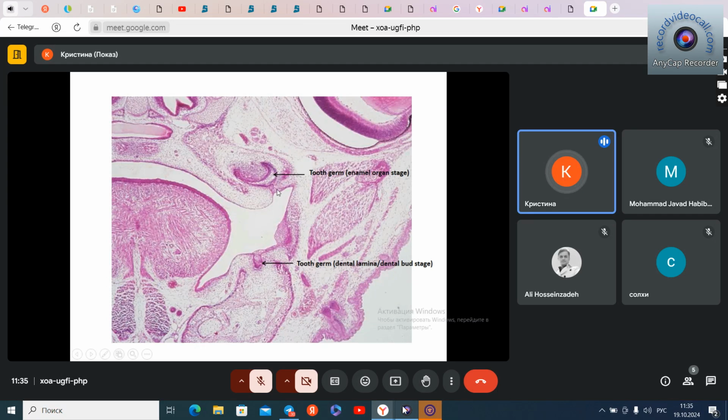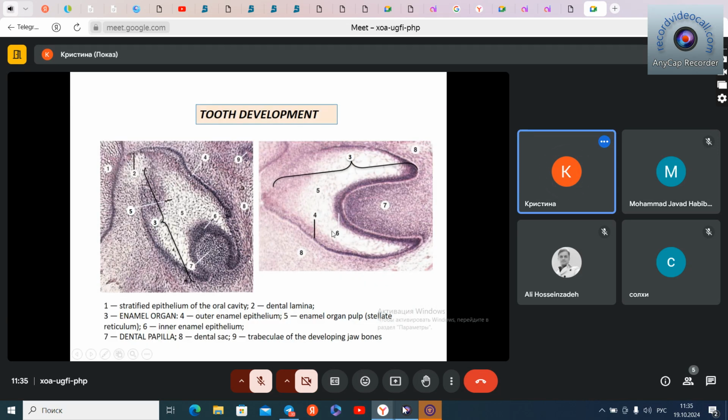In this picture, vice versa, on the upper jaw we have the tooth germ at the stage of the enamel organ, with its inner, outer epithelium, stellate reticulum, its other structures, and on the lower jaw the tooth germ at the stage of dental lamina or growing dental bud.